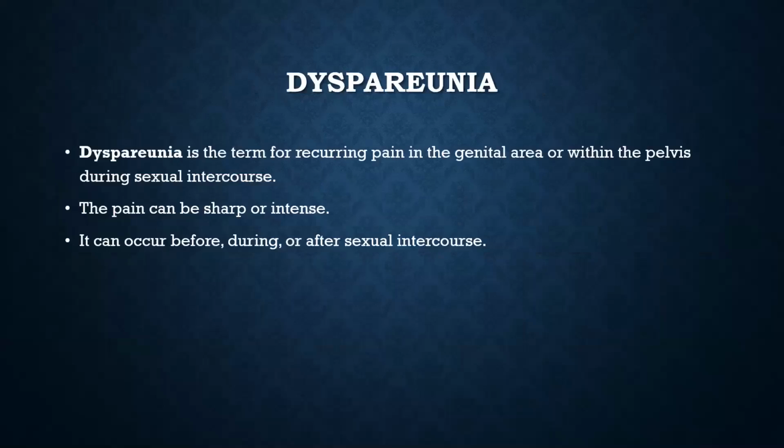Next important one is dyspareunia. Now talking about dyspareunia, we all know it's a term for recurring pain in the genital area or within the pelvis during sexual intercourse. The pain can be either sharp or intense, and it can occur before, during, or even after sexual intercourse.